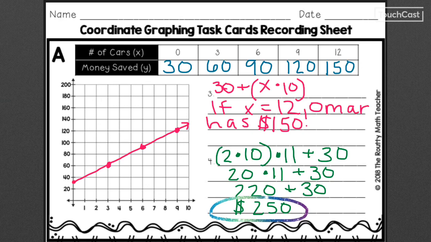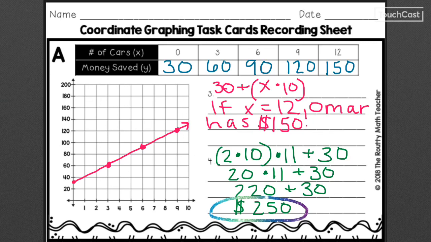I want us to start with what's in the parentheses. So 2 times 10. 2 times 10 I know is 20. So now my equation says 20 times 11 plus 30. Next, I want to do exponents. We don't have any. Then I want to look at multiplication and division. In our problem, we only have multiplication, so I'm going to do 20 times 11. I know that 2 times 11 is 22, so times another 10 is going to be 220 plus 30.